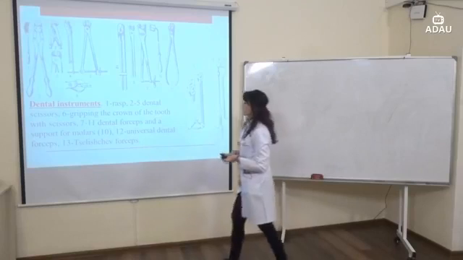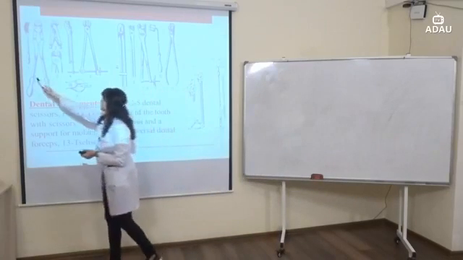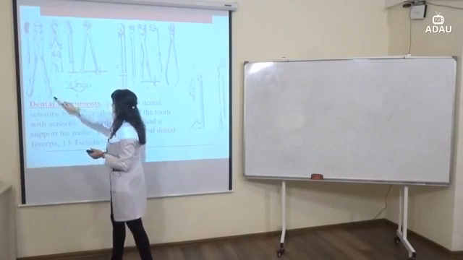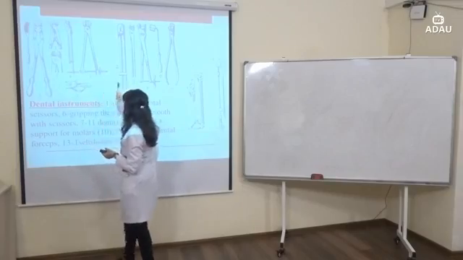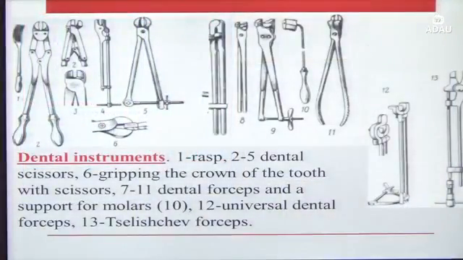We use rasps. The first we can see, the first rasps from 2 to 5, are located here. This is dental instruments, special dental scissors. The 6 is for gripping the ground of the tooth. From 7 to 11, these are dental forceps, and 12 is universal dental forceps and selection forceps.